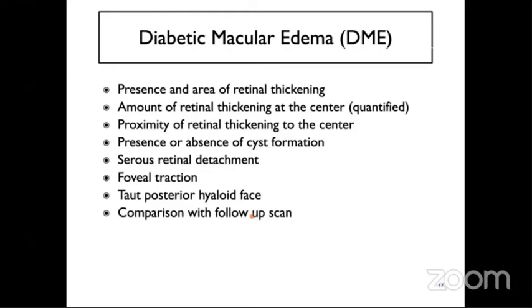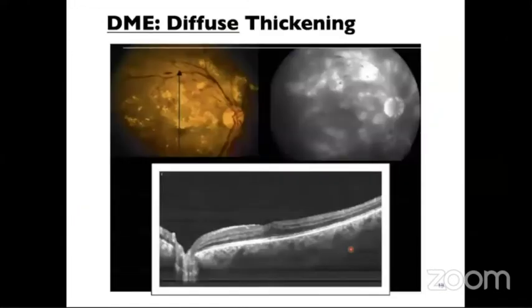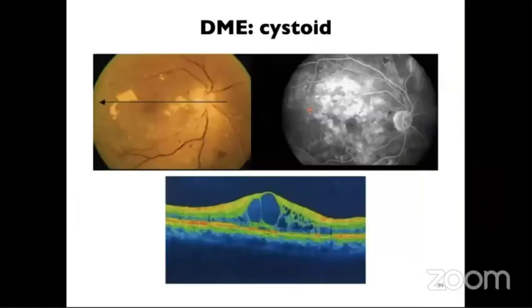Then you can also categorize based on OCT into types: spongiform macular edema, cystoid macular edema, and serous macular edema. This is a diffuse thickening, or spongiform macular edema. This is a case of serous, where there is subretinal hyporeflective fluid along with intraretinal hyporeflective cysts. You can see an incomplete PVD. Then this is the cystoid type of macular edema, where we can see intraretinal cysts.